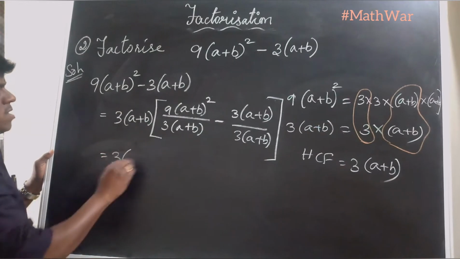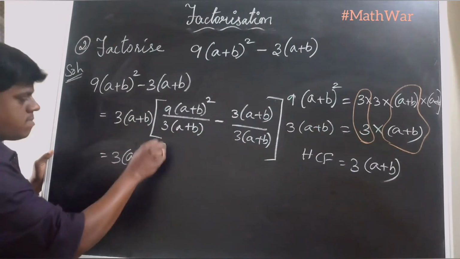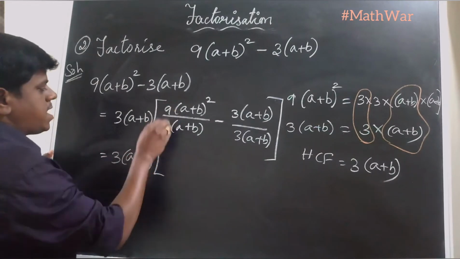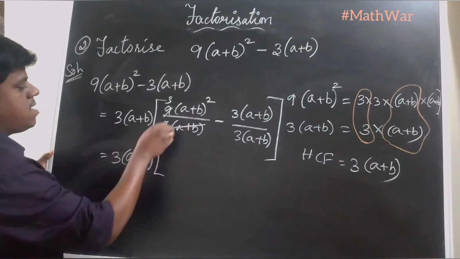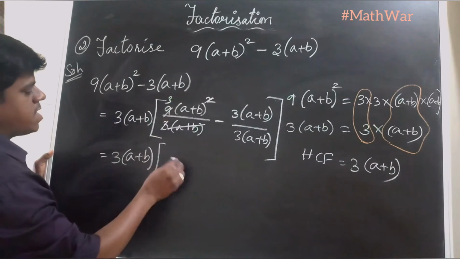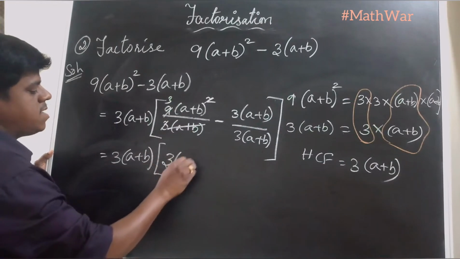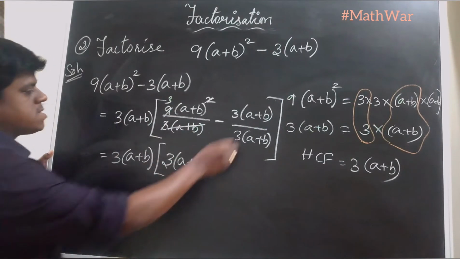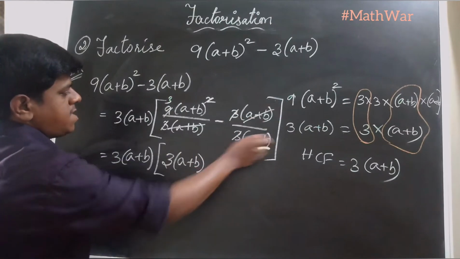Now 3 into a plus b. Now here 9 and 3, if we cancel, it is 3. A plus b, here a plus b whole square is there, so one term alone will get cancelled. Balance it is 3 into a plus b minus 3 will get cancelled. A plus b will get cancelled.